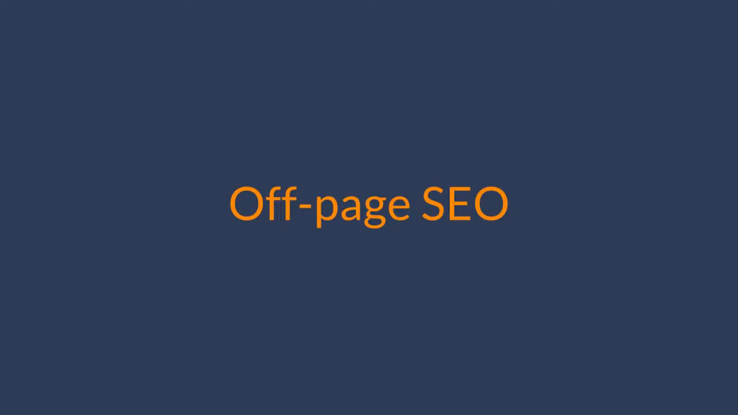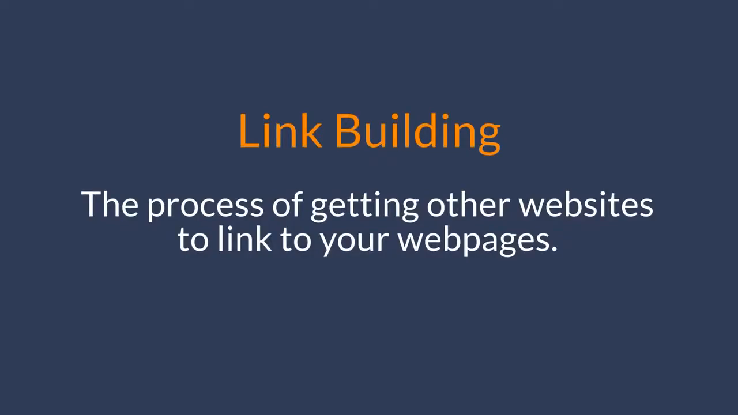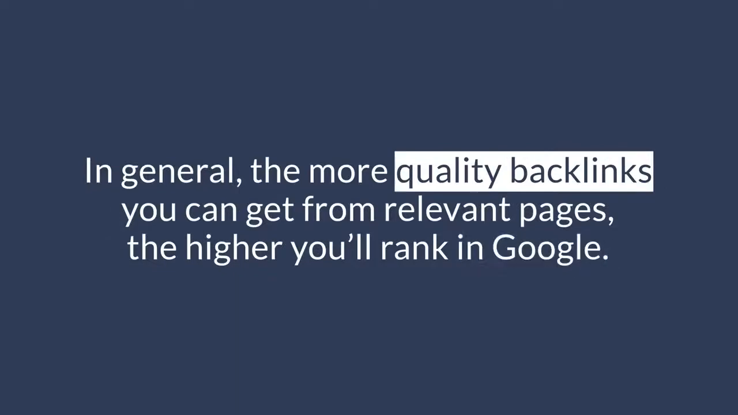Off-page SEO often refers to link building, and link building is the process of getting other websites to link to your web pages. Basically, links act as votes, or other people vouching for your website saying, hey, these people are really good at what they do, and I trust them enough that I would send my visitors to their website. It works in a similar way that you would refer your friend to buy a product from whatever store because you've tried it, used it, and loved it. In general, the more quality backlinks you can get from relevant pages, the higher you'll rank in Google. Now, I'm putting the emphasis here on the word quality because there are a lot of different types of links you can get from like forums, directories, and editorial links to name a few.